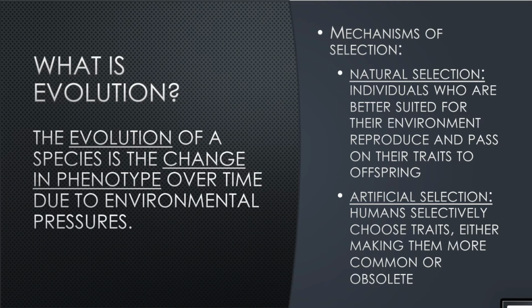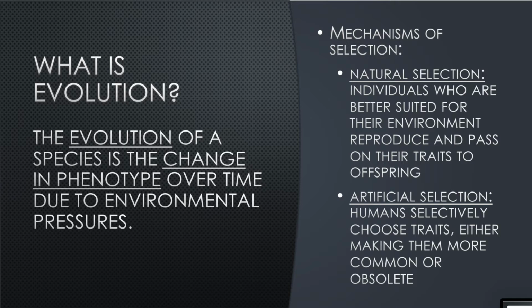Before we define directed evolution, let's first review what evolution is. The evolution of a species is the change in phenotype over time due to selective pressures. There are many different types of selective pressures, but the most common mechanisms of selection are natural selection and artificial selection. Natural selection is when individuals who are better suited for their environment are selected for.